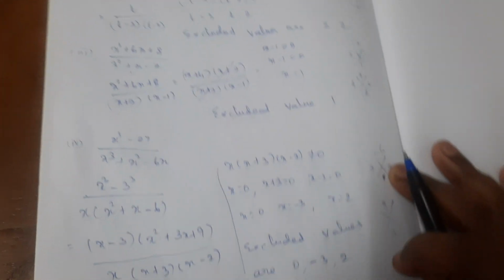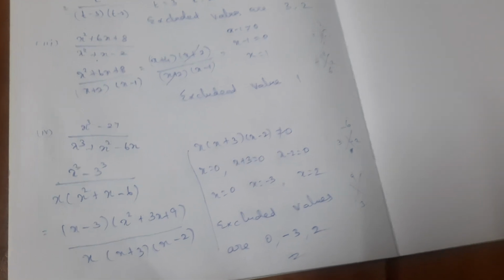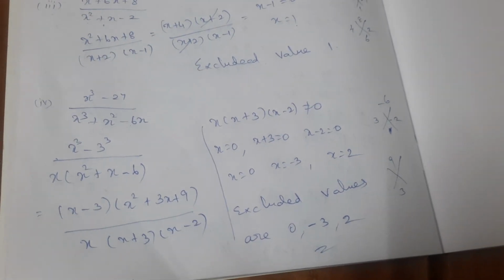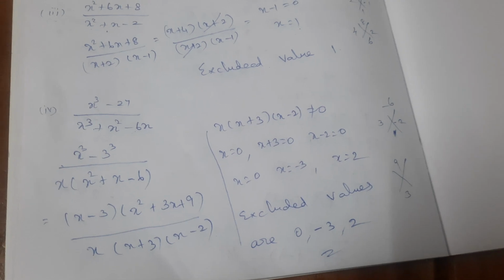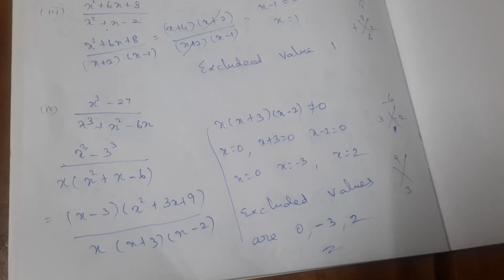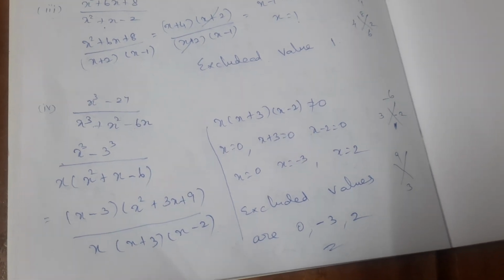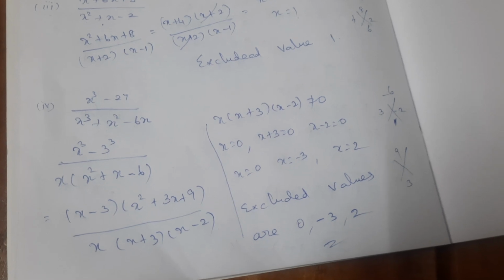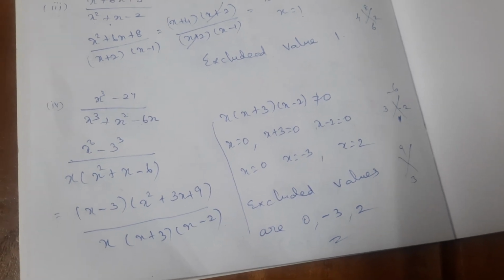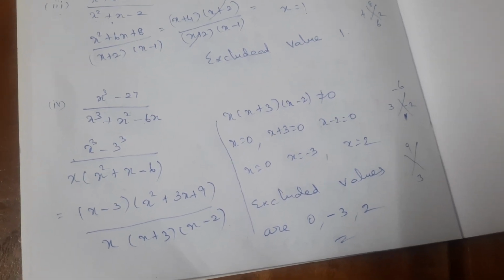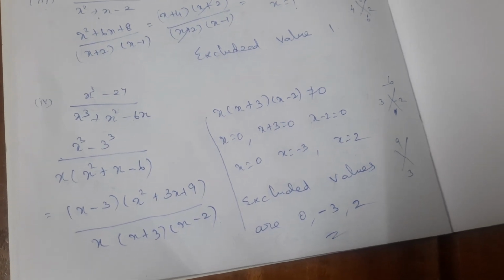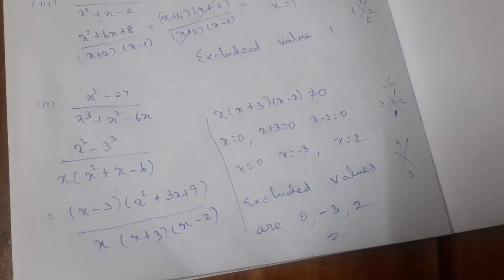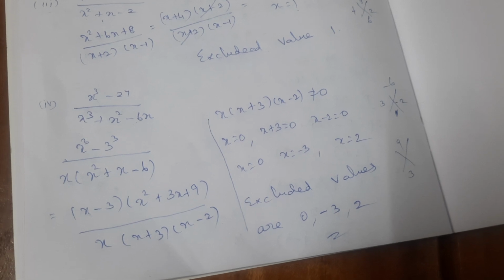In this last sum, x cube minus 27 by x cube plus x squared minus 6x. How to solve? First, in the numerator, x cube minus 3 cube, using the a cube minus b cube formula. In the denominator, all terms have x, so we take x outside: x into x squared plus x minus 6. The a cube minus b cube formula is a minus b into a squared plus ab plus b squared.